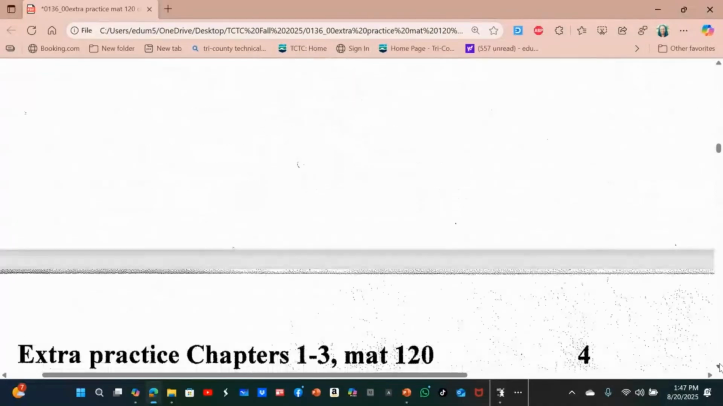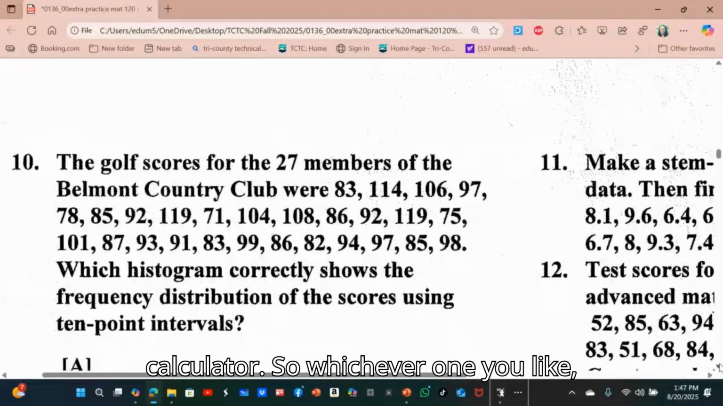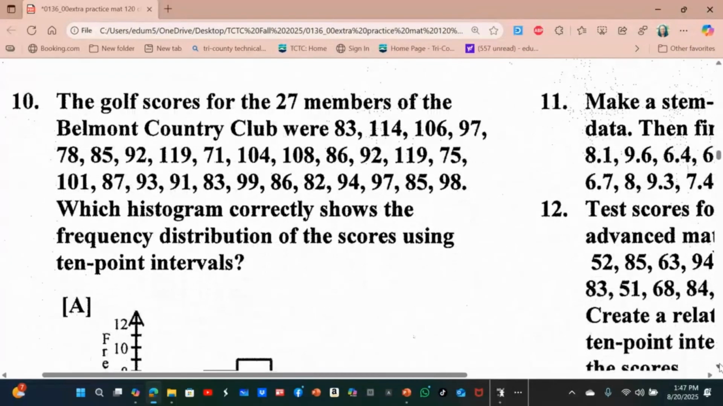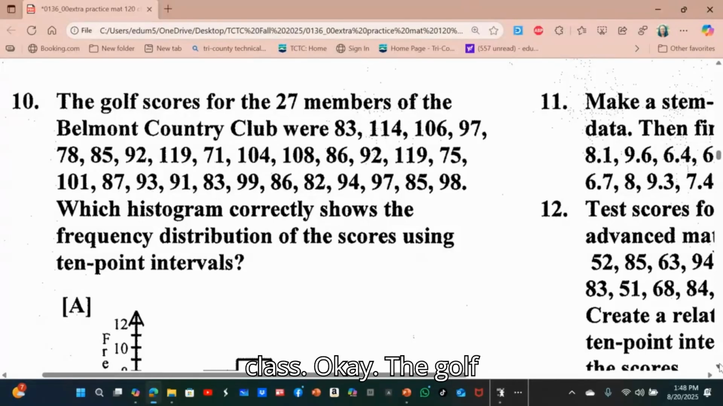Also, the author showed you how to use the calculator. So whichever one you like, you want to make sure that you know how to use your calculator either way, whether you're using the textbook or watching the videos in class.